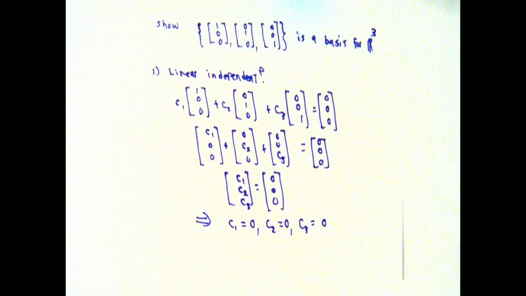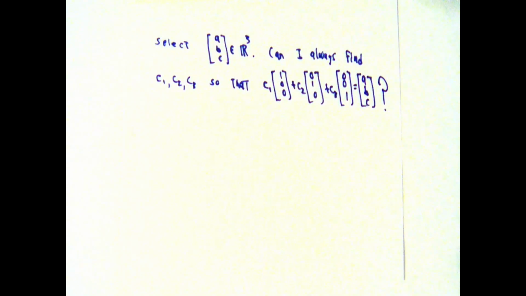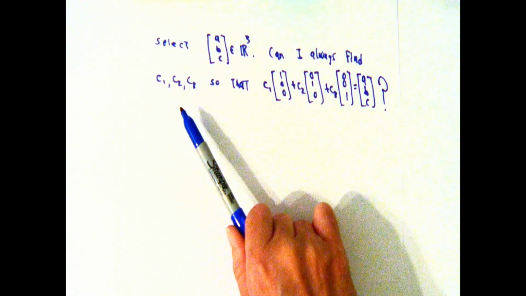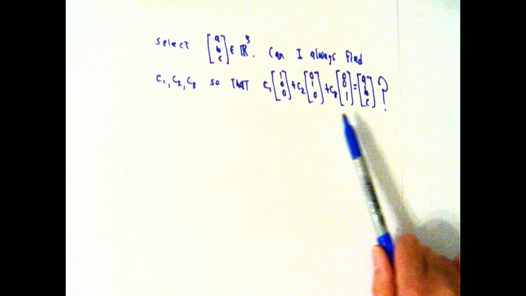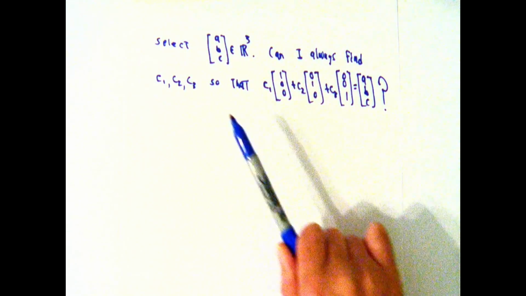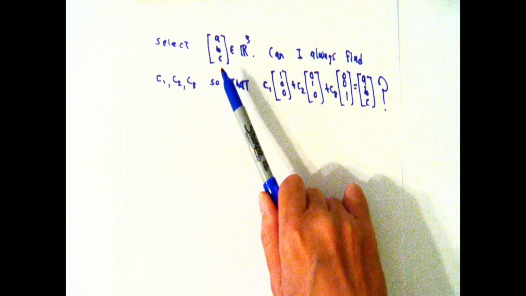Now I have to show the span of the space business, but that'll be easy. Pick some column in R3. These numbers, A, B, and C, could be anything. They're arbitrary. True or false, having selected one of those, can I always find coefficients C1, C2, and C3 so that the linear combination here comes up equal to whatever column I selected?